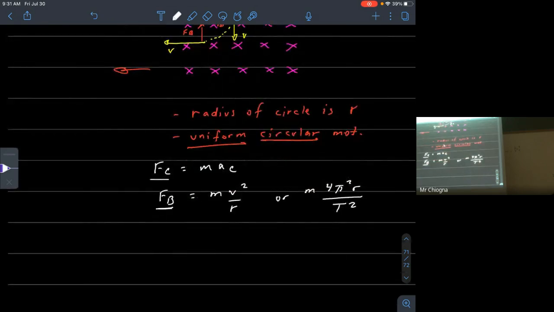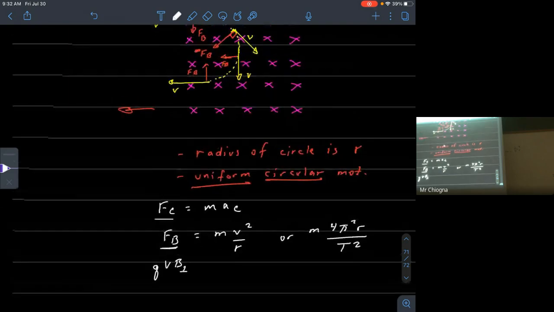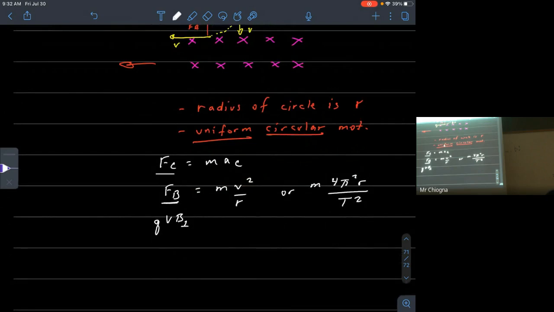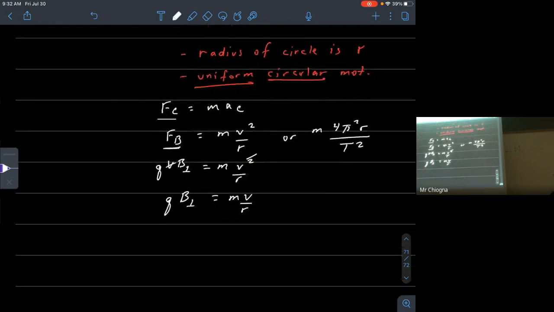What about this? Can we get more detail about the force and relate this force to the speed? Yes, that force is qvB. It's perpendicular. In this case, it's easy. I told you from the beginning, the velocity is perpendicular to the field. Can we simplify this equation? Yeah, we can. Cancel out one of the v's. You get qB perpendicular is equal to mv over r.